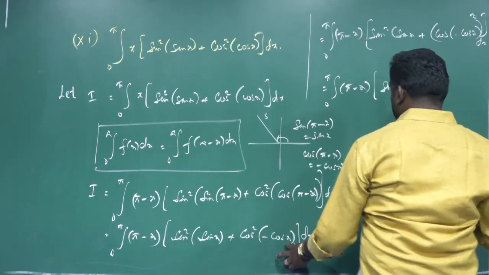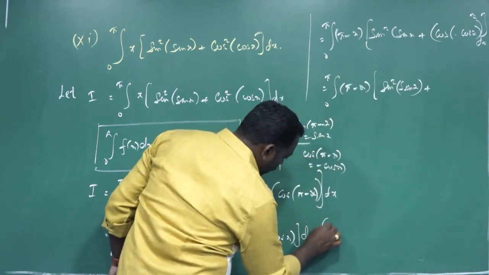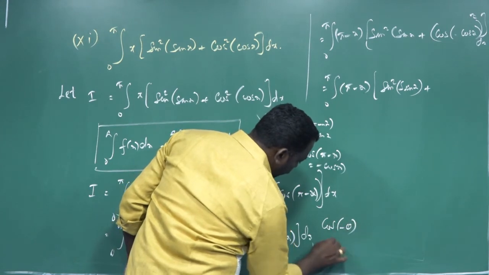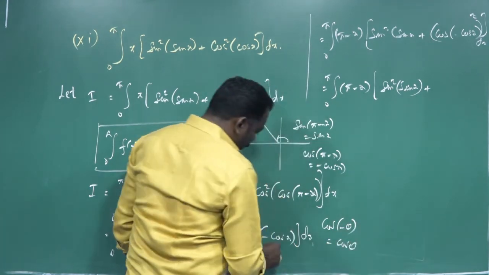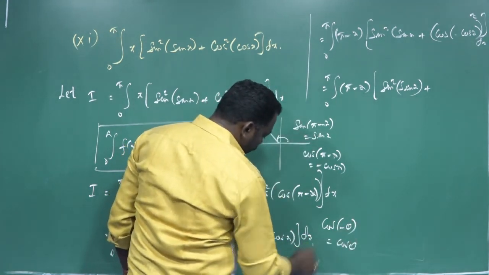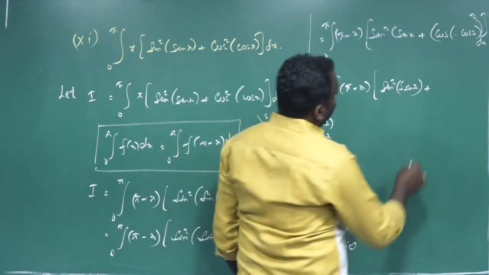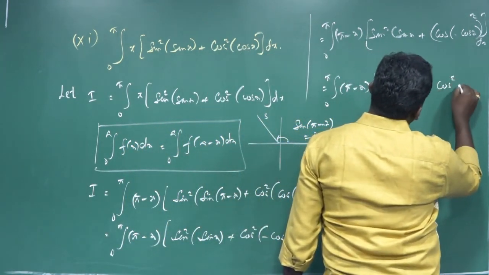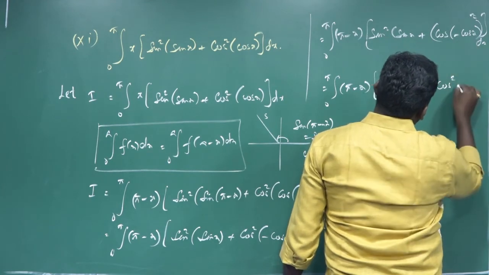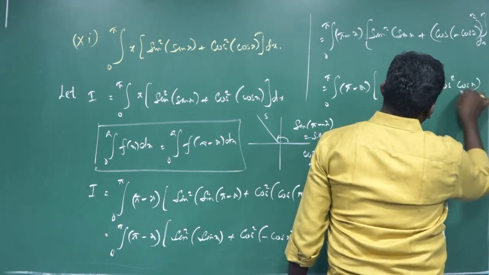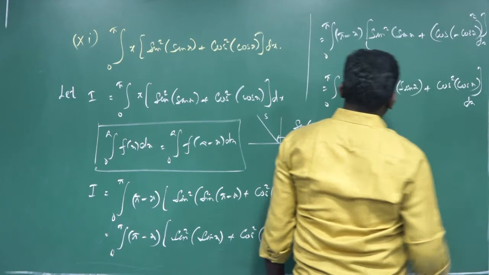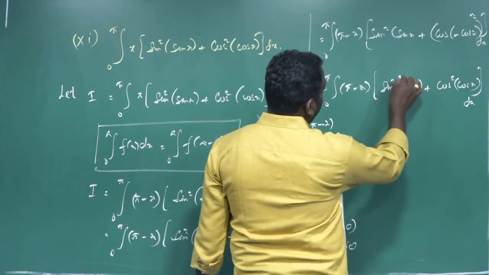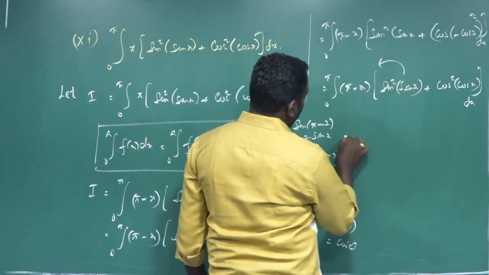Cos of minus x, we applied the property cos of minus theta is equal to cos theta. Therefore minus cos becomes plus. Therefore it is cos square of cos x into dx.